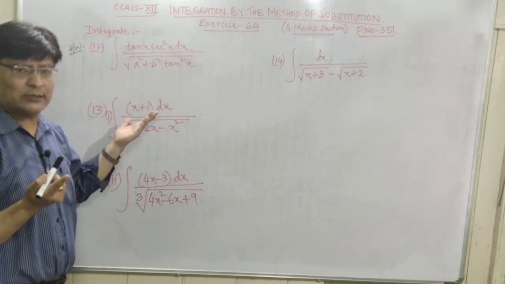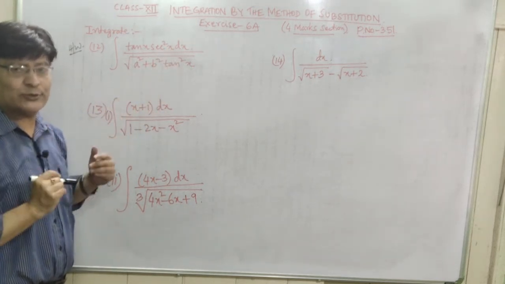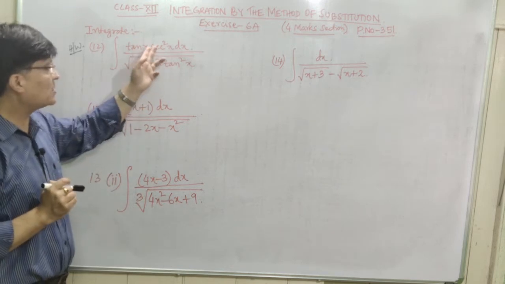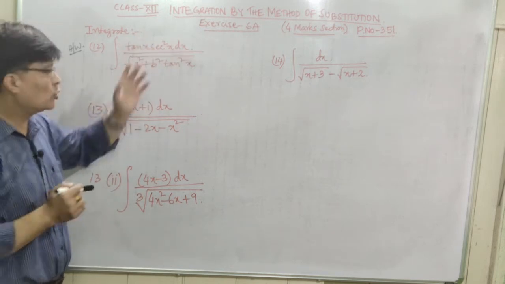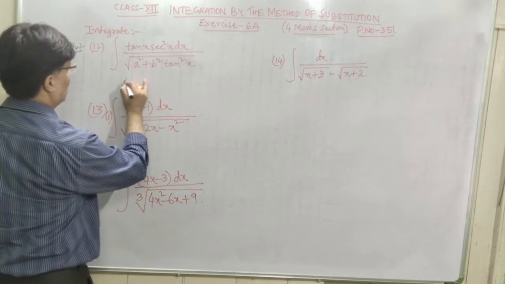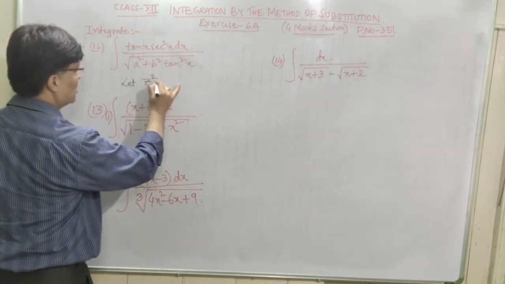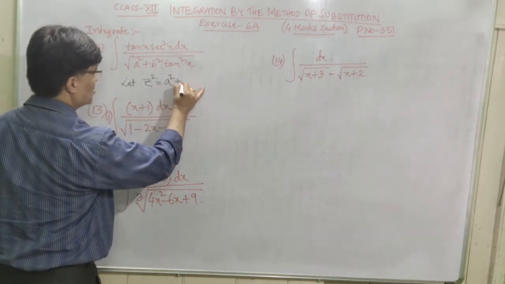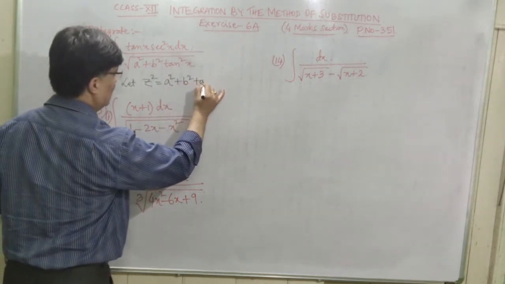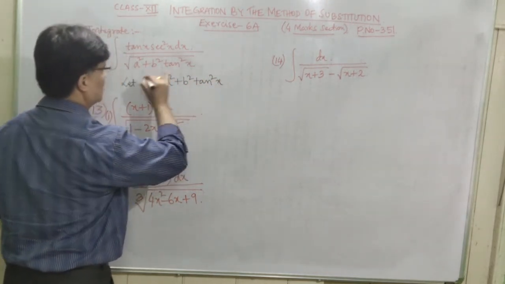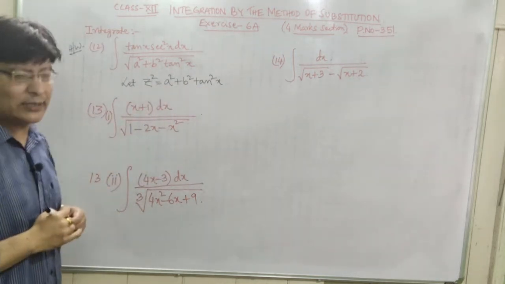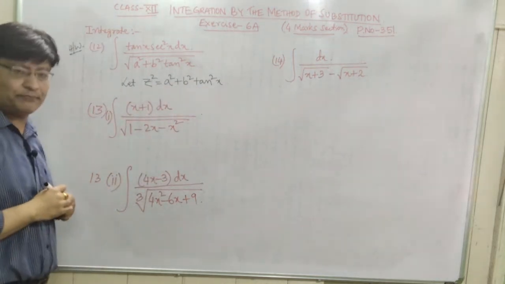You can manipulate it. So the constant we can adjust, and we are getting tan x sec square x dx value, isn't it? So we can assume here, since the square root is in the denominator, you can assume z square is equal to a square plus b square tan square x. So this is the hint. You can do it at home. So this is your homework.